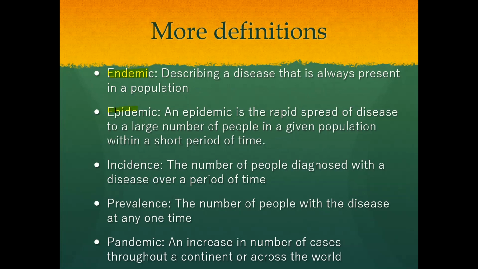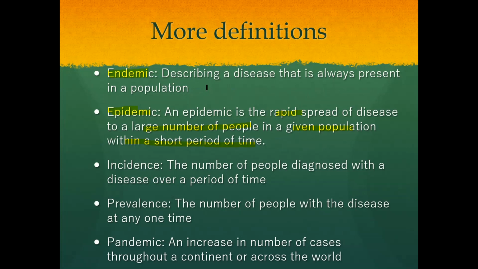An epidemic is a rapid spread of the disease to a large number of people in a given population within a short period of time. For example, we discussed that cholera is endemic, present in a population, but at a certain instant there can be an increased number of cholera cases at one given time. Or you may take the example of COVID. It started from China, so it was an epidemic. There was a rapid spread of the disease to a large number of people.